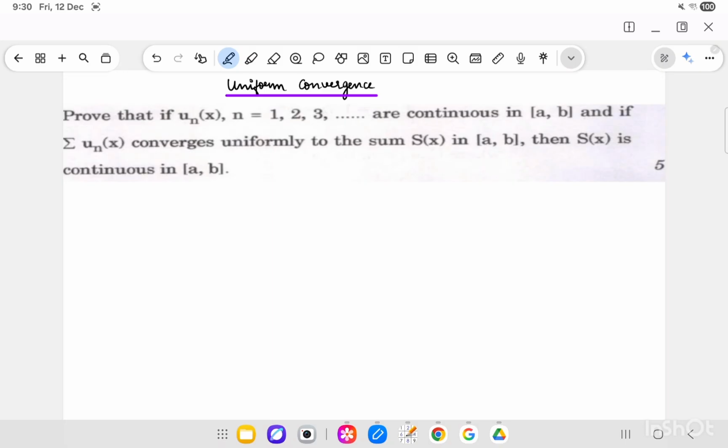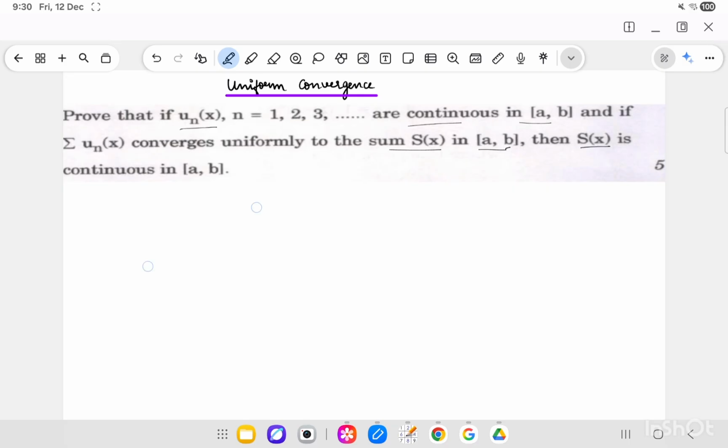So question 1 says: prove that if u_n for all n belonging to the natural numbers are continuous in [a, b], and if the summation of u_n converges uniformly to the sum S(x) in the closed interval [a, b], then we are supposed to show that S(x) is a continuous function in [a, b].